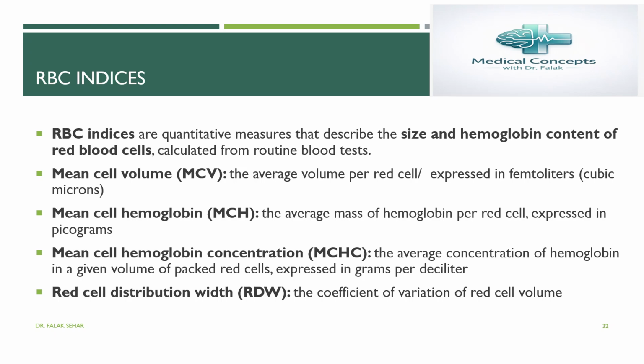Then we have mean cell hemoglobin, or MCH. It indicates the average amount of hemoglobin present in each red cell. Then mean cell hemoglobin concentration, or MCHC, that reflects the concentration of hemoglobin within a given volume of packed red blood cells. Finally, red cell distribution width, that shows the variation in the size of red blood cells, and increased RDW indicates greater variation, which is helpful in differentiating different types of anemia. So red blood cell indices provide a structured way to analyze red cell morphology and are essential for clinical interpretation.